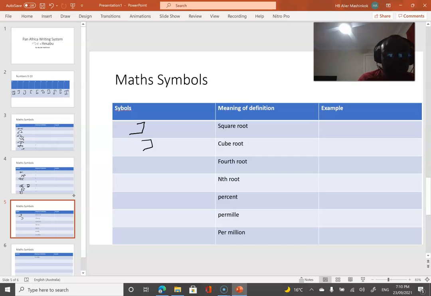Now we are going to something called percentage. So the percentage sign, we will have this like this. This is our percentage sign. What we'll have here is a small pyramid on this side, and a small pyramid on that side. So this is the percentage sign for the Pan-African writing system. Then there is per mille, and then per million, per billion, per trillion, per quadrillion. So this one here, like per million, per billion, all of these things.